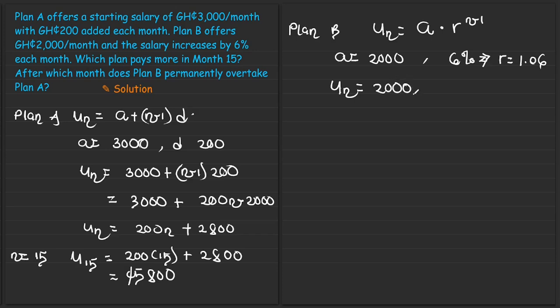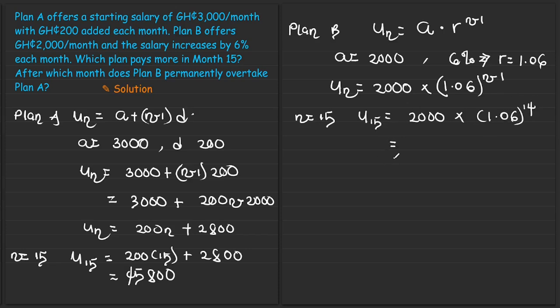2,000 times our r, which is 1.06, all to the power n minus 1. This is the general term. Then for our 15th term, where n is equal to 15, we'll do a substitution: U15, that is the 15th term, is going to give us 2,000 times 1.06 to the power 15 minus 1, which is 14.